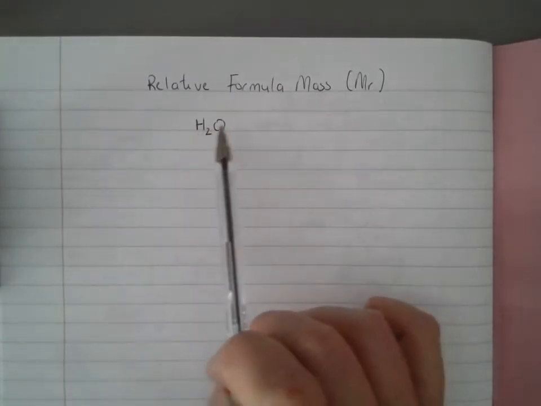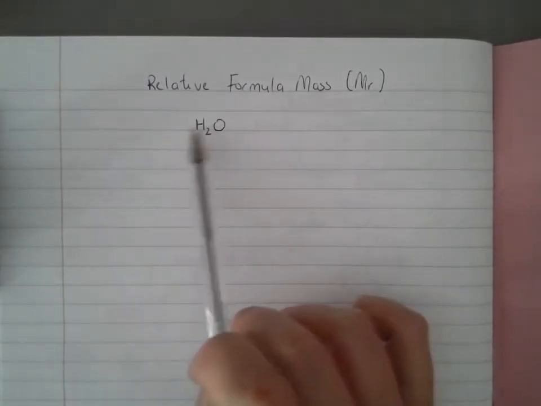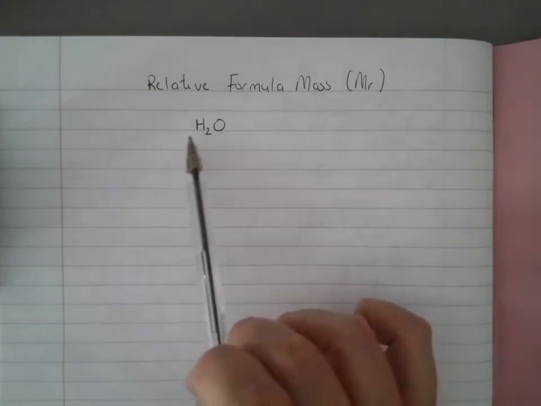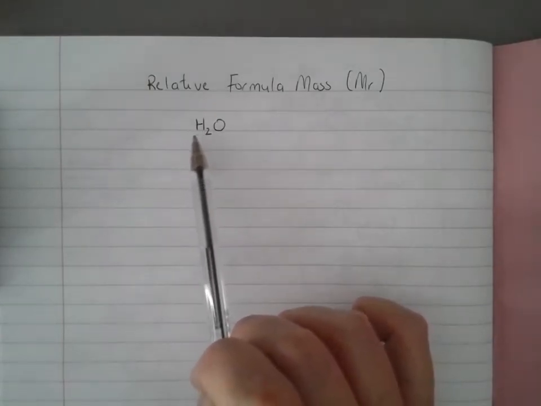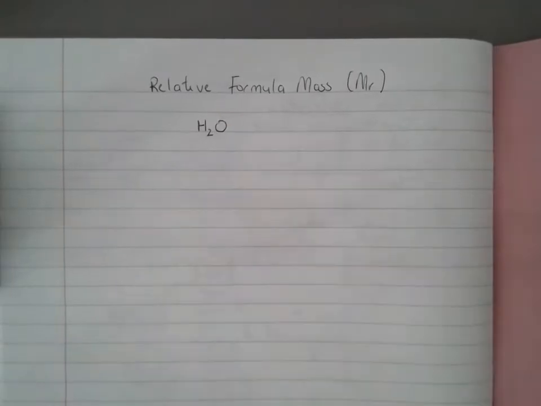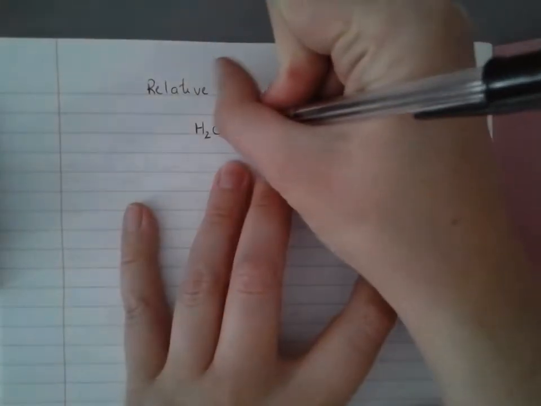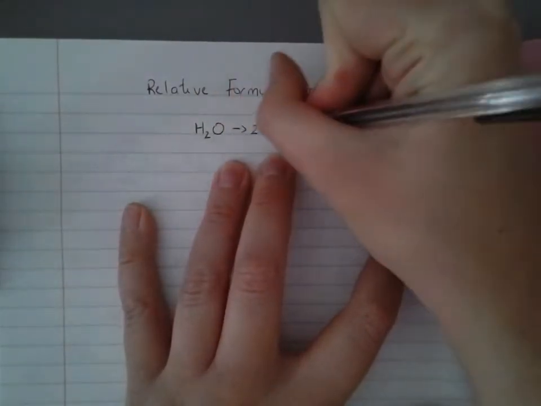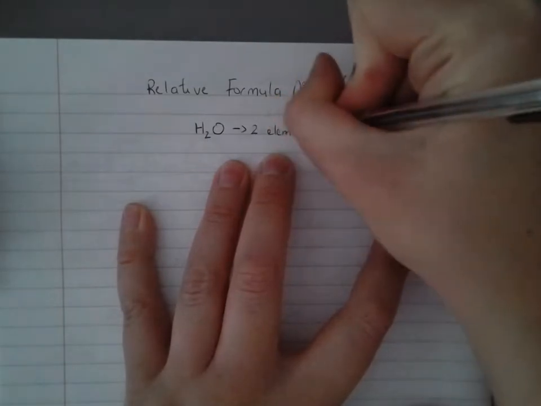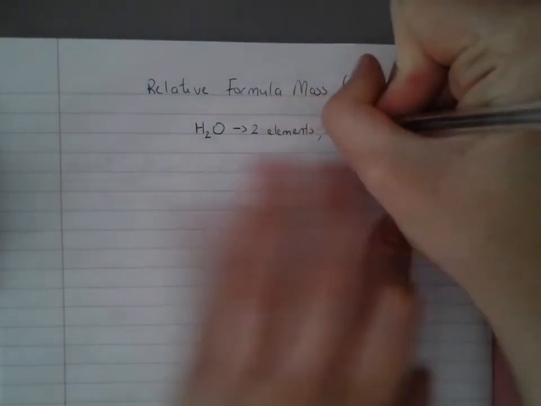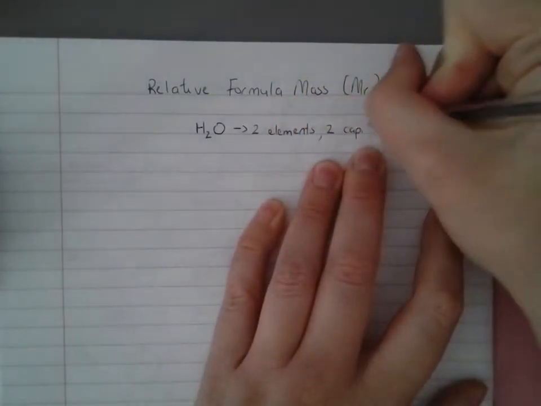So when I look at this H2O, I can tell by looking at it straight away that there must be two elements. And the reason I know that there are two elements is because there are two capital letters, and each capital letter will represent a different element. So straight away when I look at this, I know it must have two elements, because there are two capital letters.